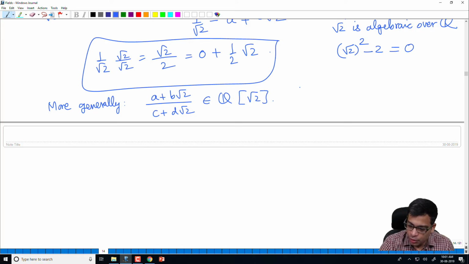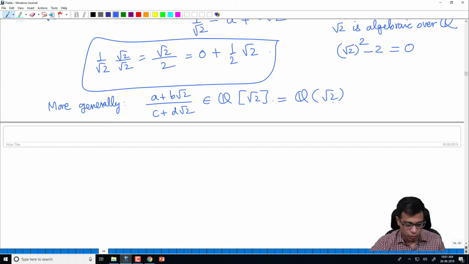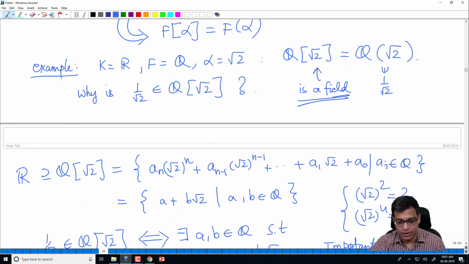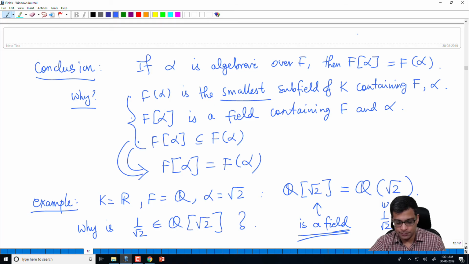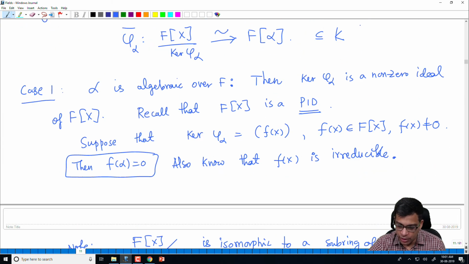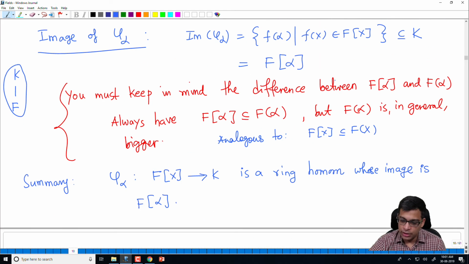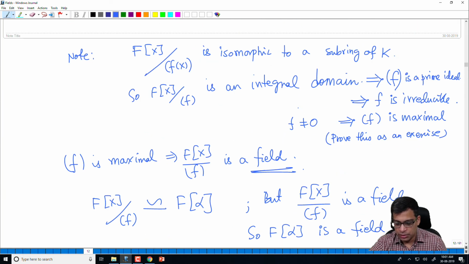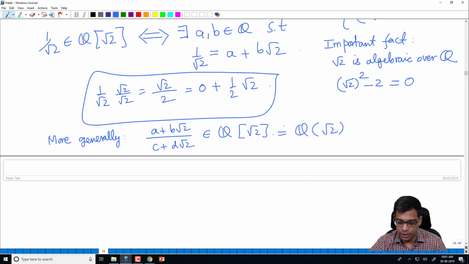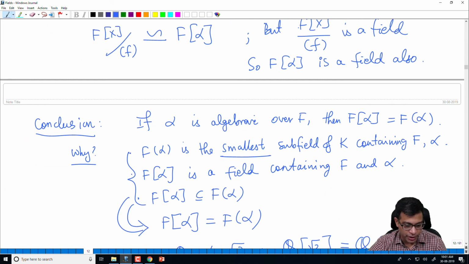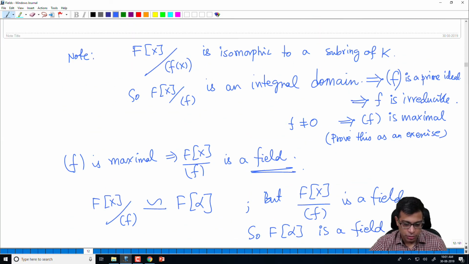So it's easy to describe Q(root 2). The round bracket root 2 is actually just square bracket root 2. So this is a very important observation. If you have an algebraic element, the square bracket and round bracket are the same. In general, as I wrote earlier, of course round bracket is bigger, but if the element is algebraic, round bracket alpha is the same as square bracket alpha.